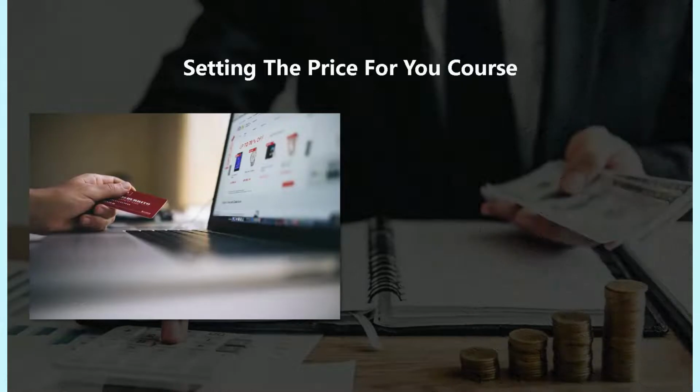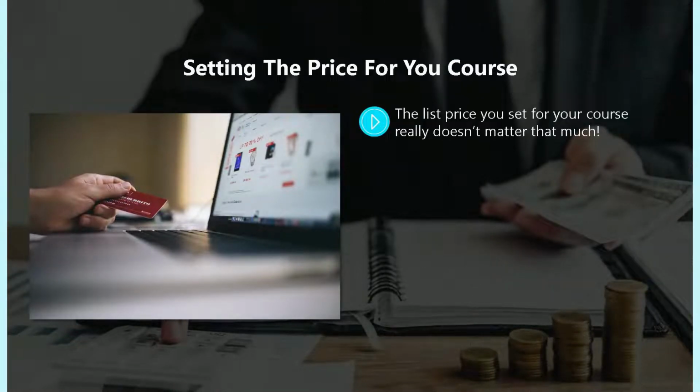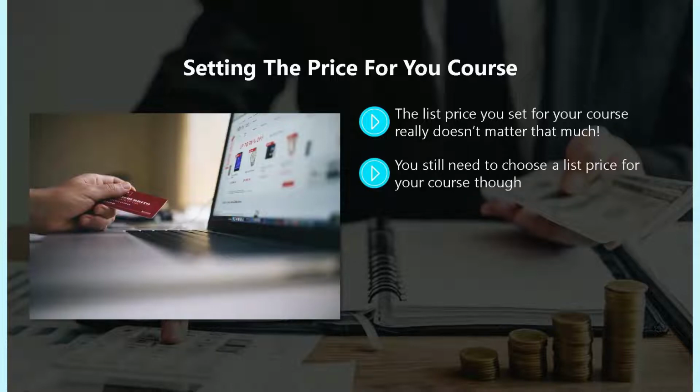Setting the price for your course. The list price you set for your course really doesn't matter that much. Why? Because almost every sale that you make will come through a fixed price promotion Udemy is running between $10 and $15. At the time of creating this training, the $11.99 price is very popular. You still need to choose a list price for your course, though.